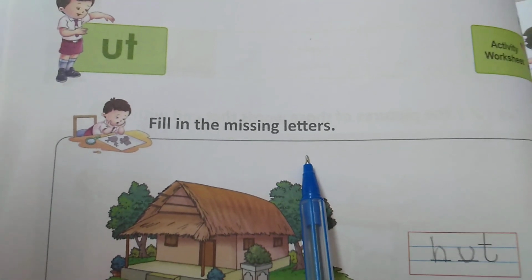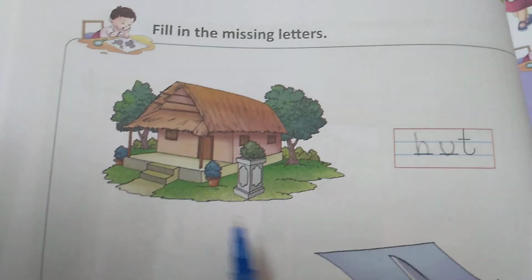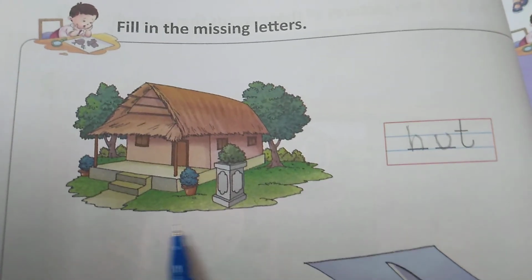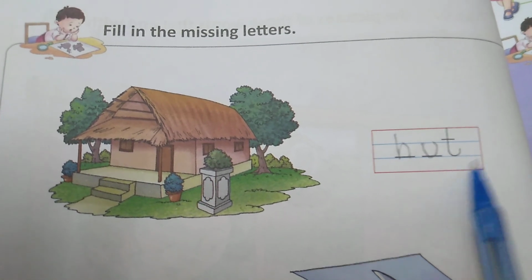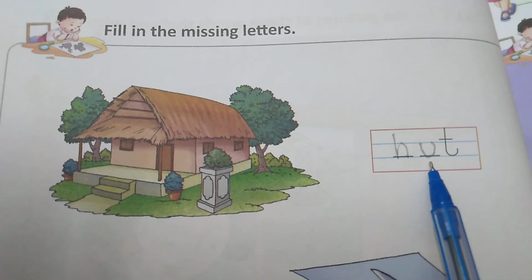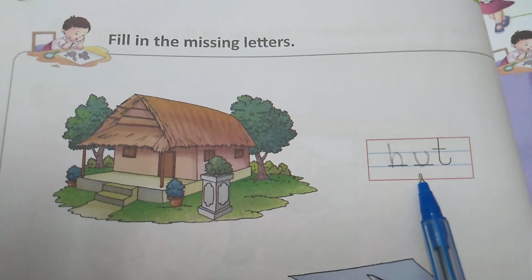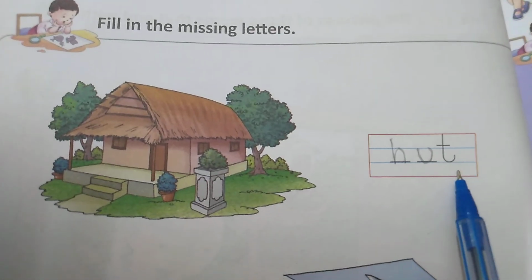Next is U-T, ut. Here what you have to do? Fill in the missing letters. This is a picture of a hut. Spelling of hut is H-U-T. Look, H is missing, U is missing. You fill the correct letters here, H-U-T, hut.